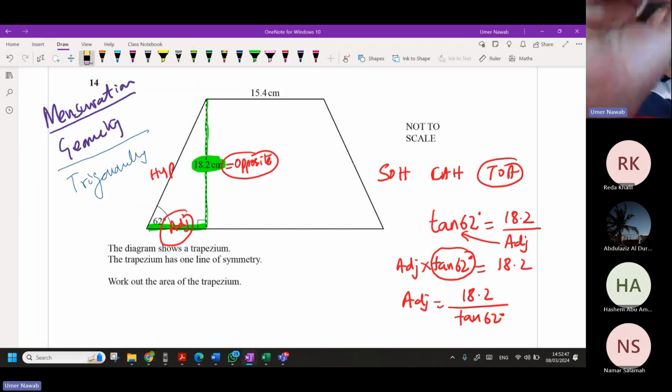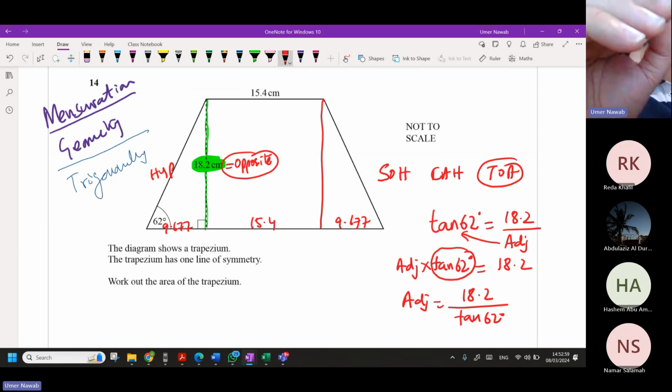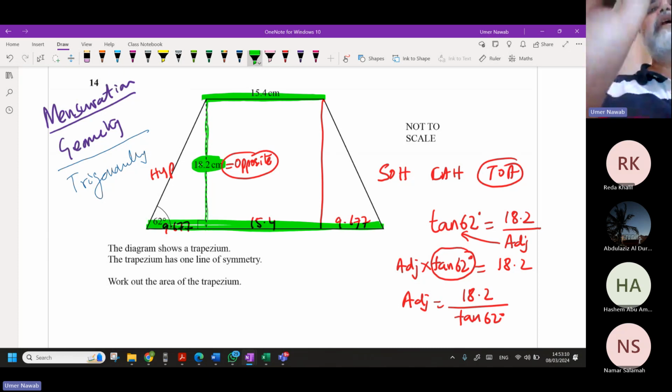So I found this adjacent, 9.677. Can I draw this one also? This is 9.677, and this is 15.4. Now I want to find the area. So what is the area of a trapezium? You need to know the two parallel sides, add them, and multiply with the height. So the opposite is serving here as the height of the trapezium.